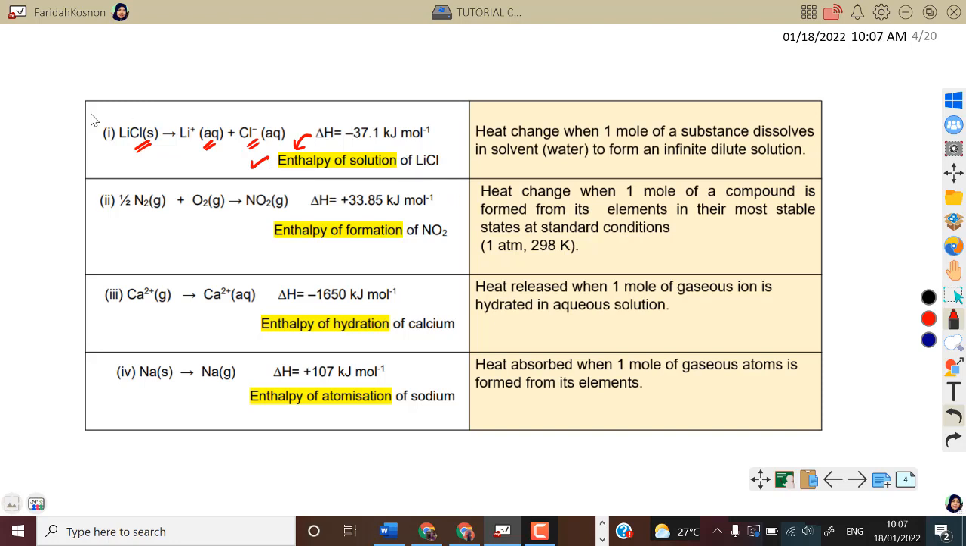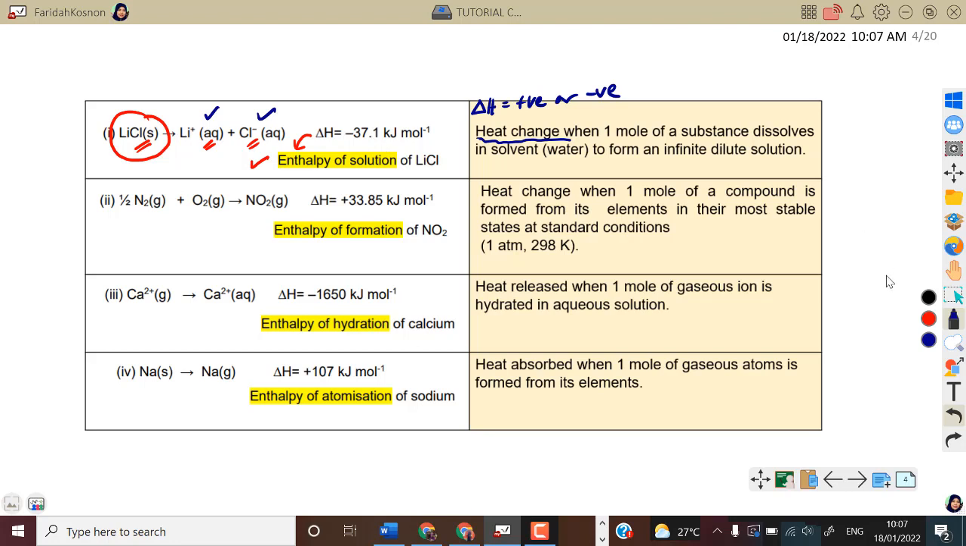Kenapa? Sebab kalau kita tengok kat sini, 1 mole of lithium chloride dissolve in solvent, okay, to form an infinite dilute solution. Bila dia form infinite dilute solution, dia akan bertukar menjadi aqueous ion. Dan kalau kita tengok kat sini, tindak balas ini adalah exothermic. Walaupun dalam definition ni saya letak kat sini supaya senang nak rujuk. Heat change, maksudnya proses hasilkan larutan itu, delta H-nya boleh jadi positif atau negatif. But in this case, diberi contoh yang exothermic reaction.